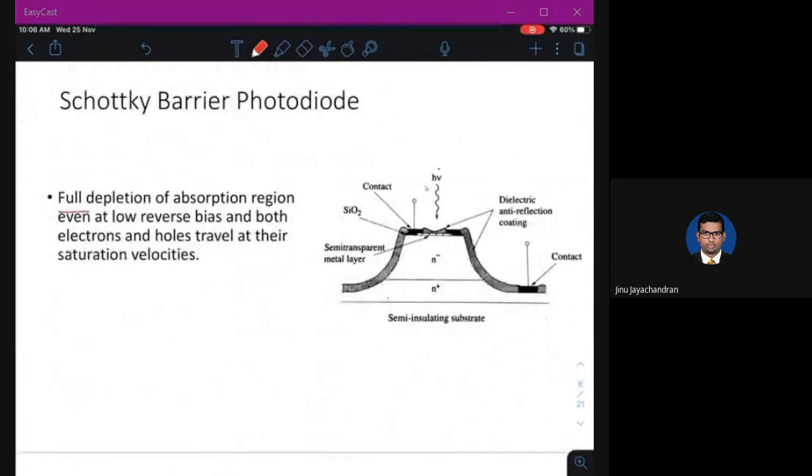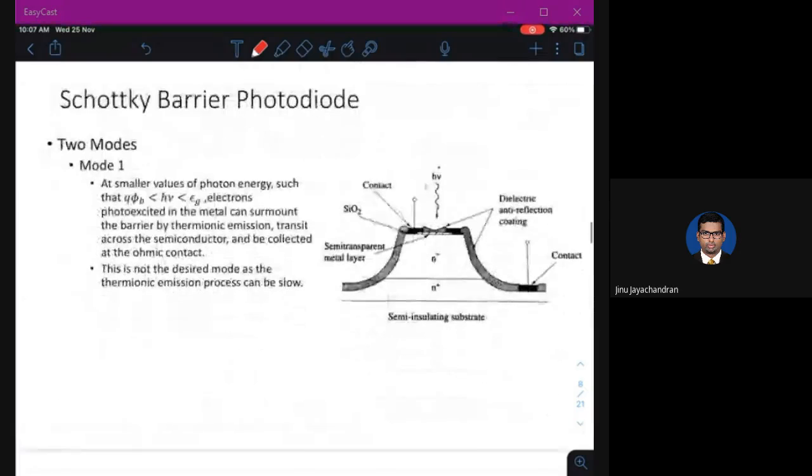Now, the full depletion of the absorption region, even at low reverse bias, and both electrons and holes travel at their saturation velocity. Okay, so this N minus layer will have some kind of a complete depletion layer. Whenever an electron or charge carrier is created, it is immediately swept to the other side, so that you will have a faster current.